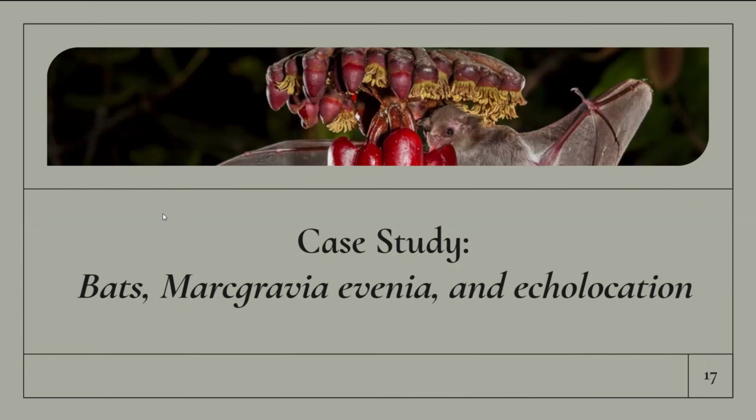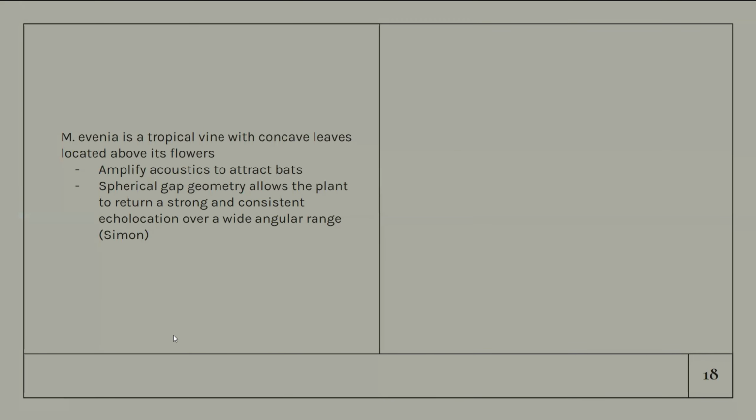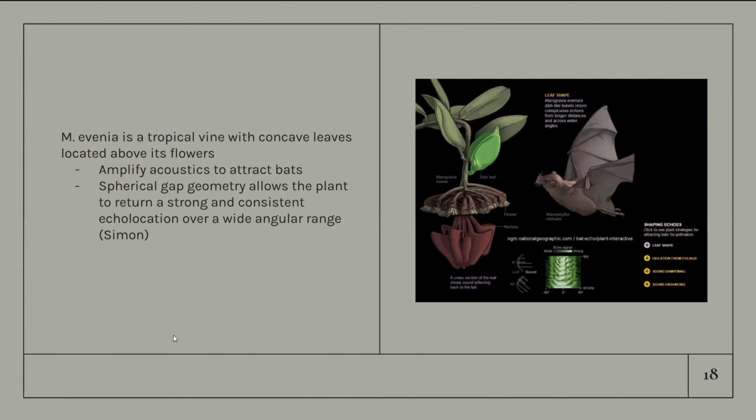Moving on to bats, Marcgravia, Marcgravia evenia, and echolocation. M. evenia is a tropical vine endemic to Cuba that uses concave leaves to amplify acoustics to attract pollinating bats. When bats emit an echolocation sound, they can distinguish the echoes that bounce back to them because the spherical gap geometry, aka its concavity, allows the plant to return a strong and consistent echo over a wide angular range.